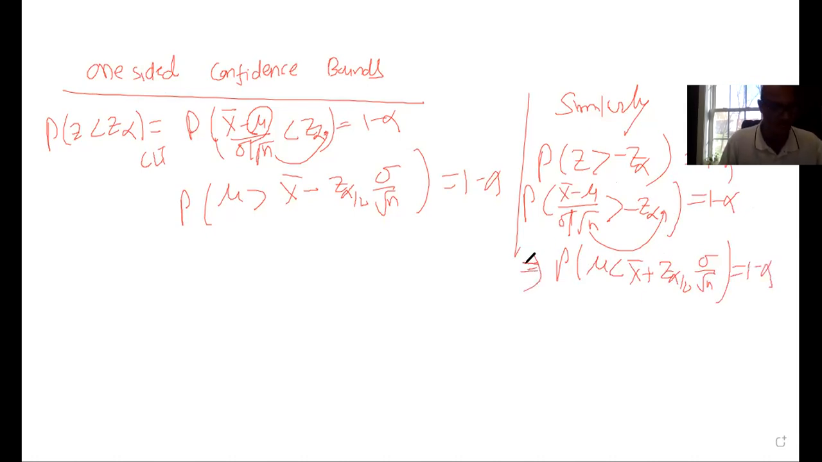This implies that this one is your upper bound, with less than. This one is your lower bound, with greater than. So this is the upper and lower bound. Upper bound means it has the plus sign, just keep in mind this thing. Lower bound means it has the negative sign.